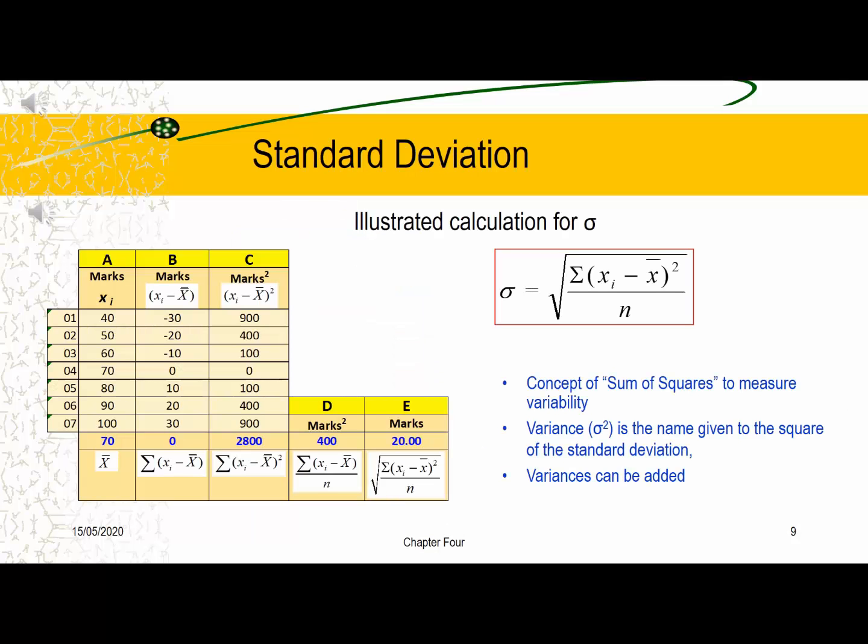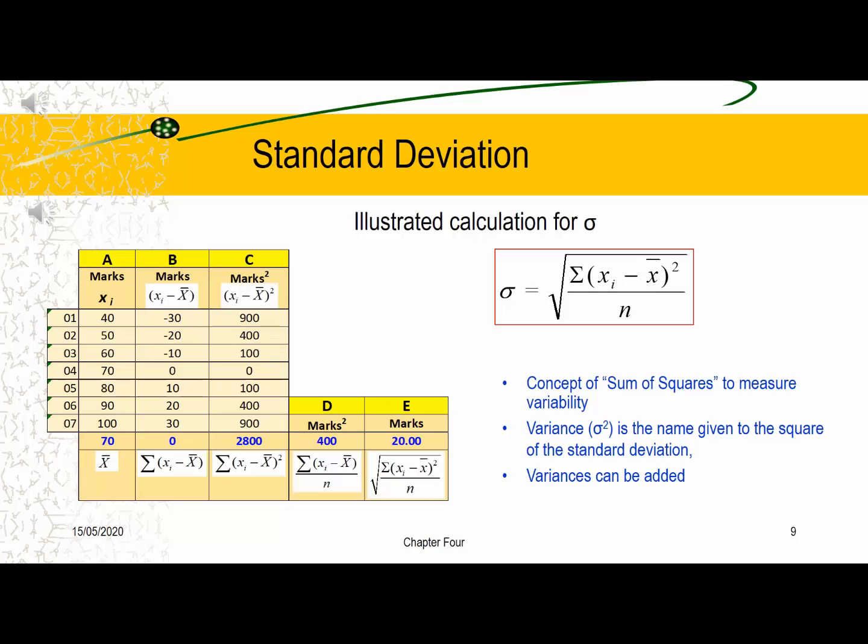This is going to be a rather busy slide, but it will help us to understand how the standard deviation, sigma, is calculated. Column A shows the marks of 7 students ranging from 40 to 100. The average mark is 70. Column B shows the results of each individual student's mark minus the mean mark of 70. And column C shows the values after squaring the values in column B, that is, xi minus x bar squared. The total of all these numbers is 2,800.